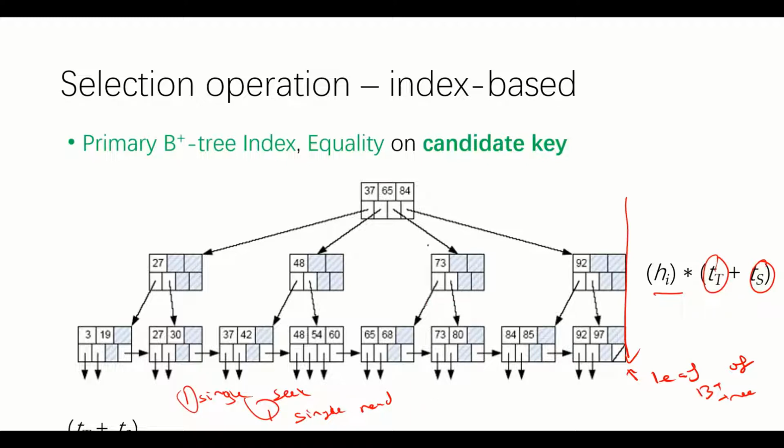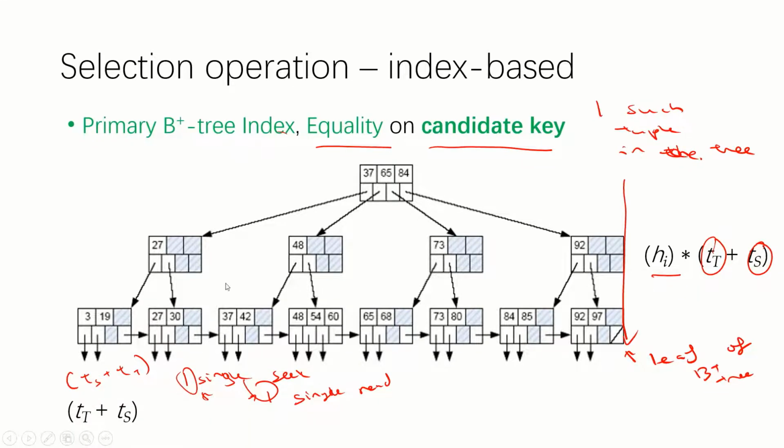Why is it just one? Because this is a candidate key, it's an equality, so there's only one such tuple in the tree. So that's why it is just one over here and one over here. Okay, so the cost of this will mainly be the height times the reading and the seeking, plus the reading and the seeking of one single block. Let me write it out here.